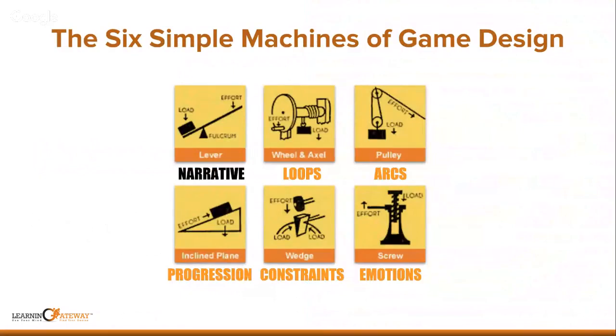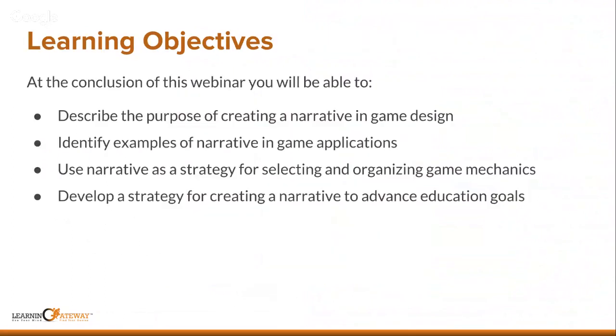So with that, this is the last of the 6 simple machines of game design that we are covering. So that will complete our review of the basic elements of design. I can't believe we've gotten through so many. It seems like we just started this yesterday. But this is perhaps the most fun part of it, I believe. And so what we're going to do today is obviously describe the purpose of creating a narrative. I'll revisit the definition that I provided at the very beginning, so that you can be reacquainted to the purpose of narrative.